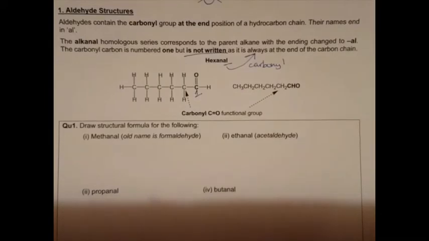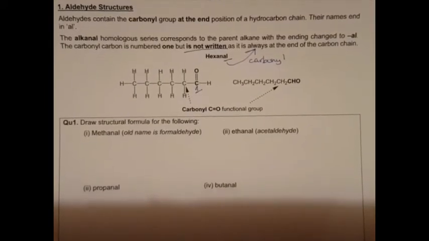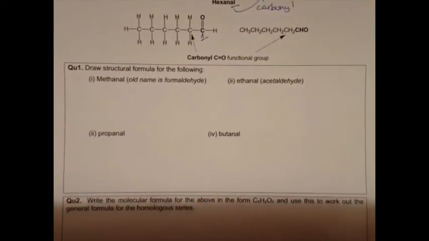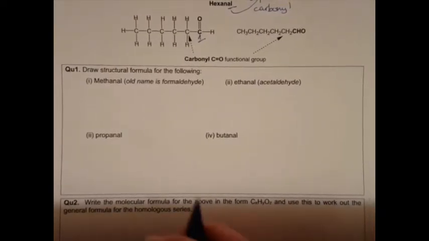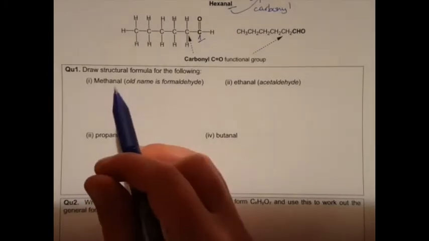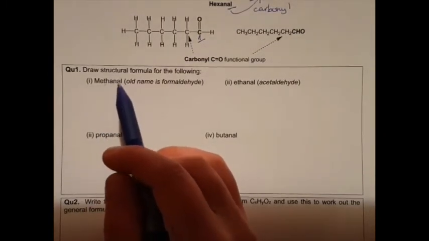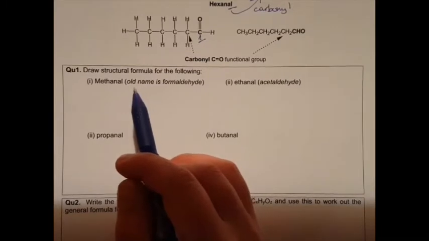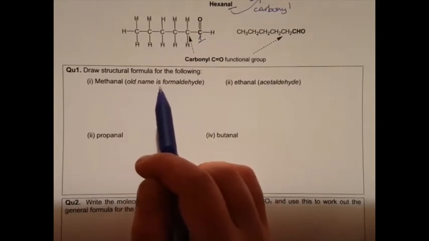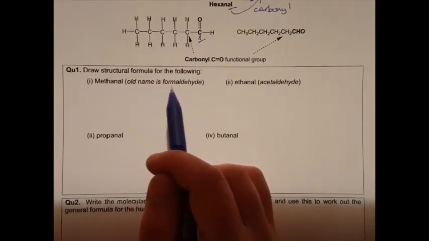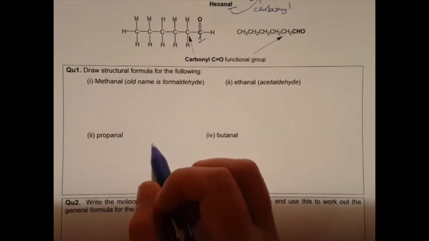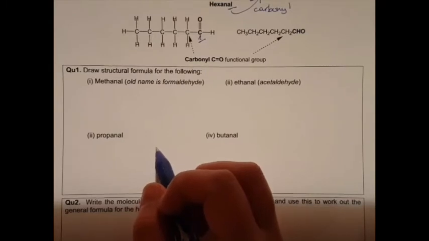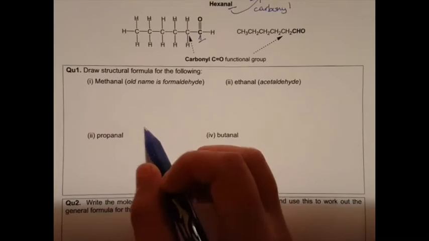So what I'd like you to do is draw the structural formula for the following. I'm going to go through the first one and then I would like you to pause the video and try the others. So first we're going to look at methanal, and methanal is the systematic name, but if you ever see this, you might see it called formaldehyde. It used to be called formaldehyde, but that's still pretty commonly used. I think formaldehyde is used for preserving biological specimens, body parts and things. I could be wrong, but I'm pretty sure that is the case.